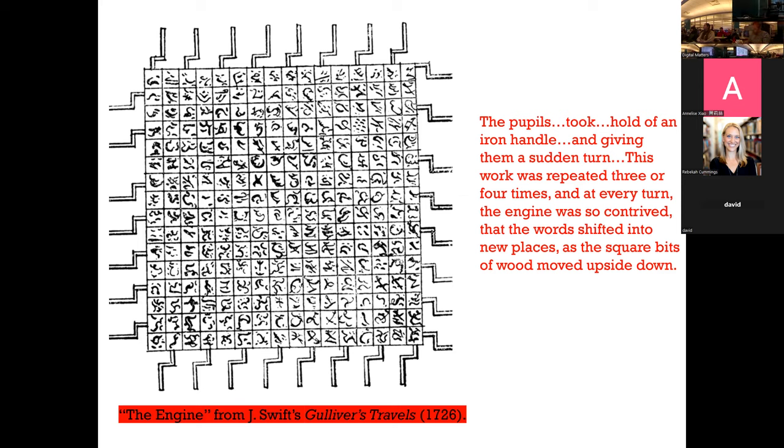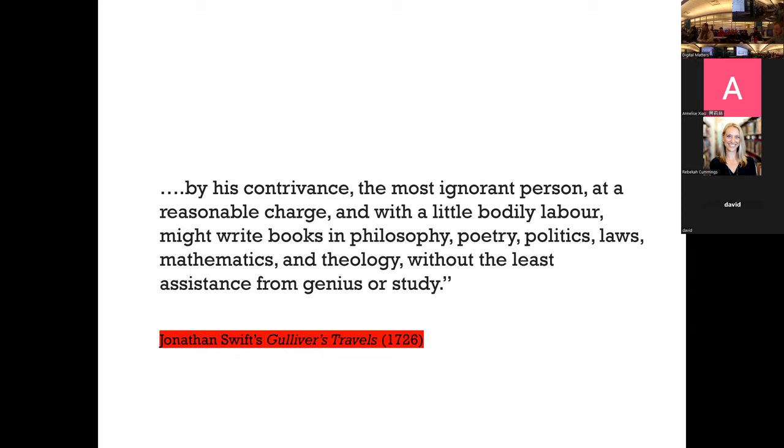And here we can see how Swift was satirizing the idea of a mechanized approach to linguistic creation, where he would have a bunch of his students line up at these levers. It looks a little bit like a foosball table of words, and they would turn the levers, and each of the blocks would form new combinations of words. Anytime three or more words made sense, they would break them down and generate new prose without any or little bodily labor, without the least assistance from genius or study. So a kind of early approach to what we are now dealing with in terms of automated text creation.